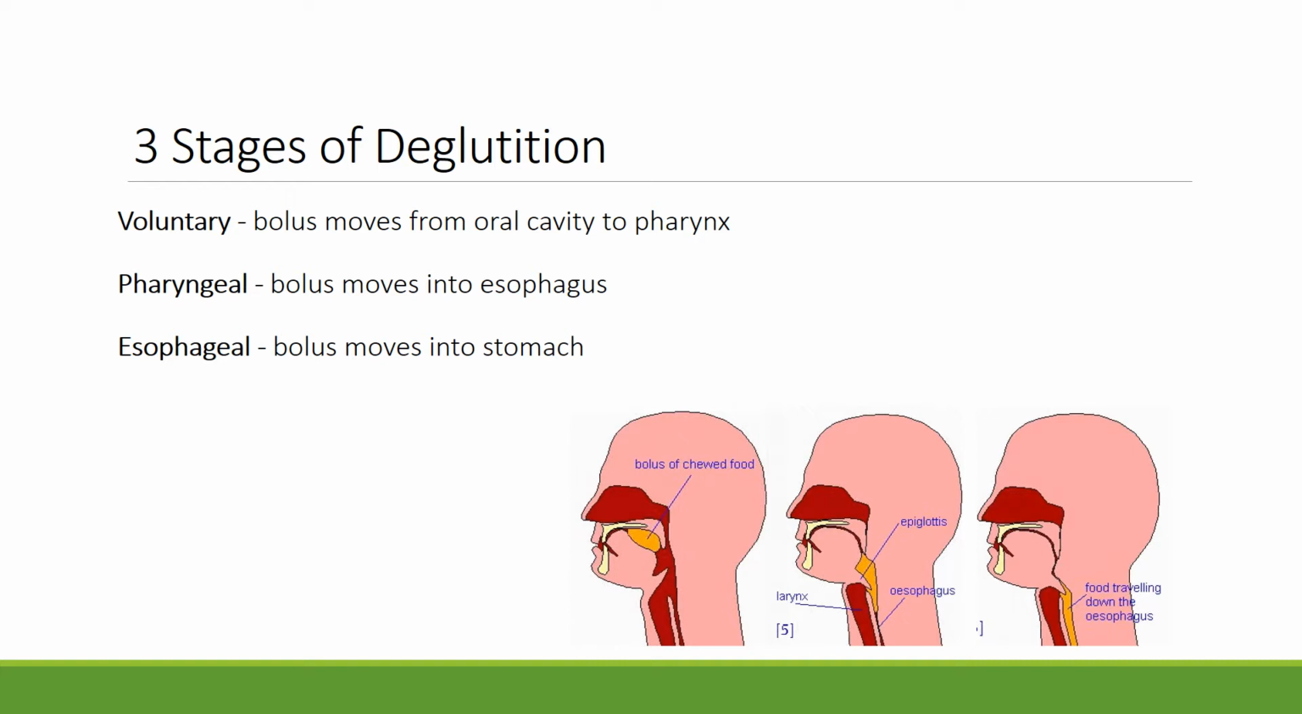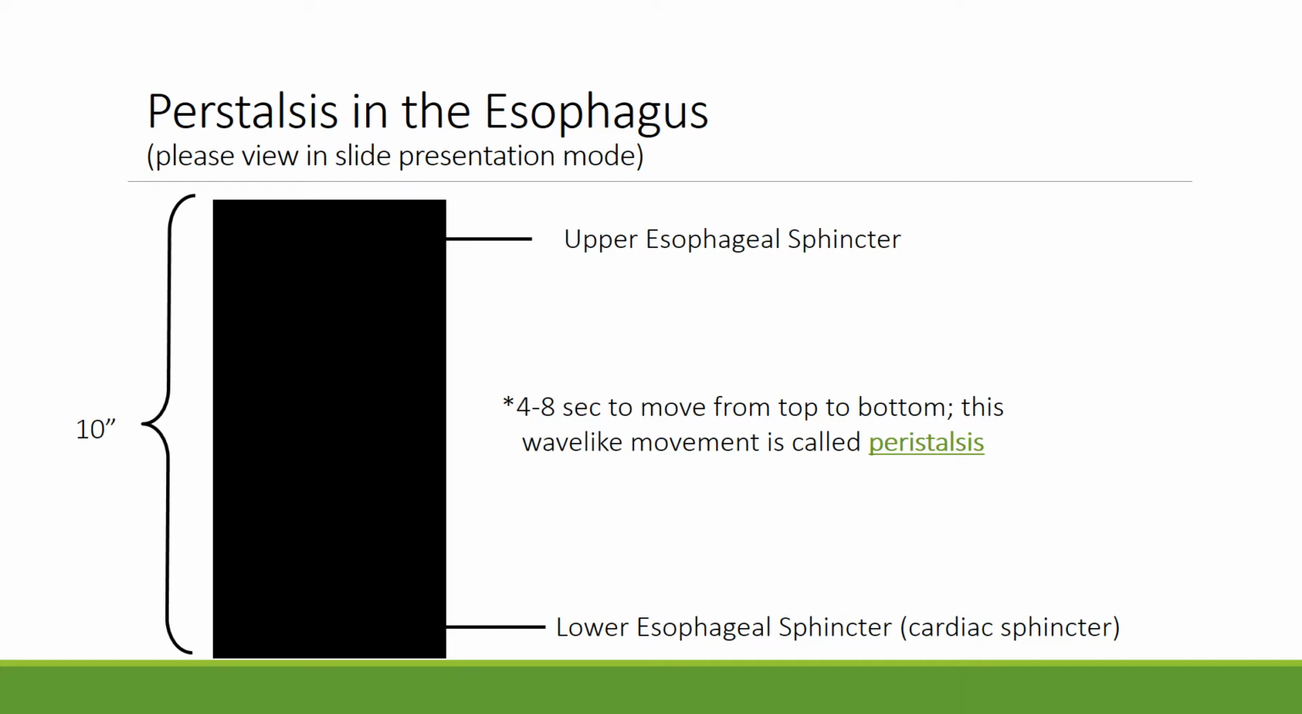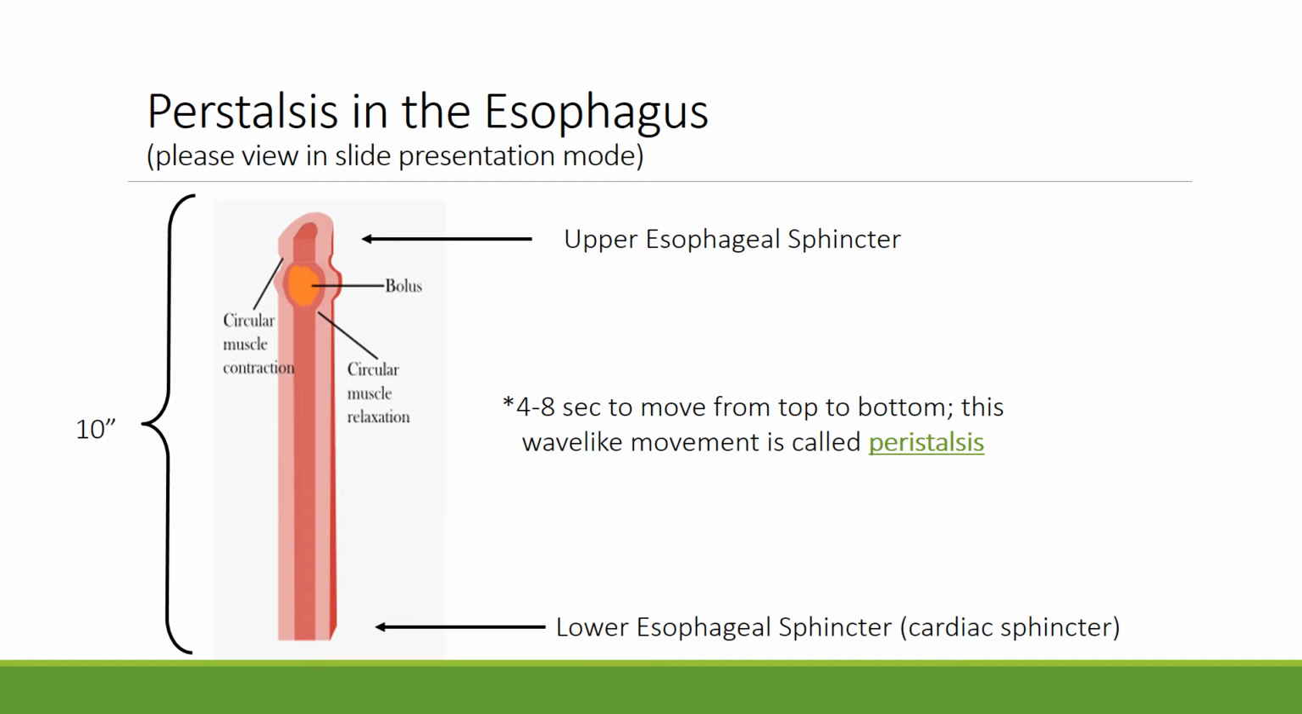The pharyngeal phase is when the bolus moves into the esophagus, and the esophageal phase is when the bolus moves into the stomach. If you view this slide in slide presentation mode, you'll be able to see peristalsis moving the bolus through the esophagus. At the top of the esophagus is the upper esophageal sphincter, and at the bottom is the lower esophageal sphincter, also known as the cardiac sphincter because it lies near the heart.